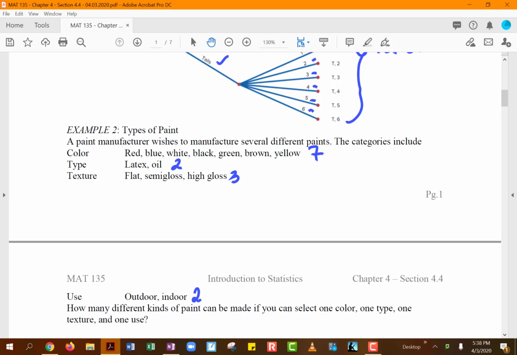They're asking us how many different kinds of paints can be made if you select one color, one type, one texture, and one use. So this is where again your fundamental counting rule will come into play.